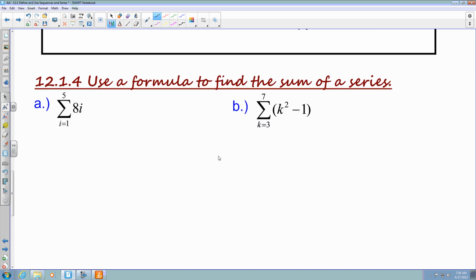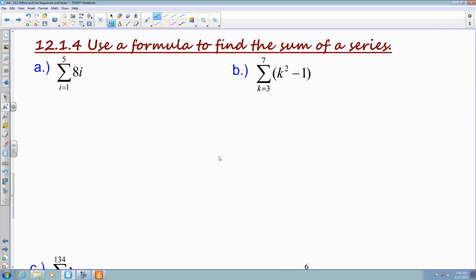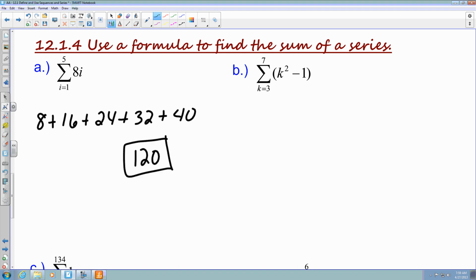Last thing we have is we're going to use the sigma notation formula to find the sum. So from here, I have 8I, and it starts off with 1 and ends with 5. So I can say that this is going to be 8 times 1, which is 8, plus 8 times 2, which is 16, plus 8 times 3, which is 24, plus 8 times 4, which is 32, plus 8 times 5, which is 40. And so I stop because it's at 5, and then I add those together, it's going to be 120. So that's the sum of this series.